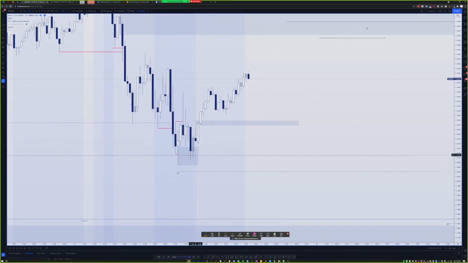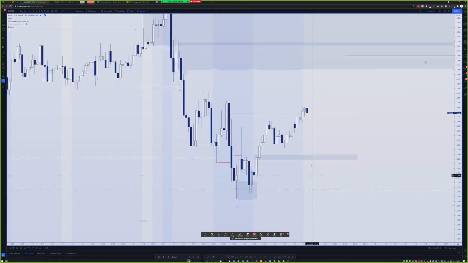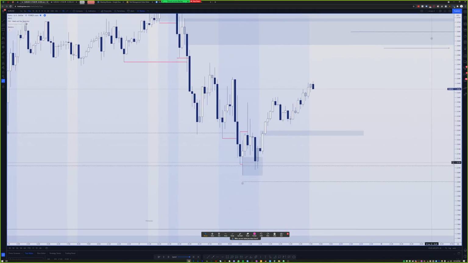And this is a nice session timing too, because this is right at the end of the day, right before London close. Typically we see, not all the time, but sometimes you'll see a push, and this happens to be one of those really nice examples of it.